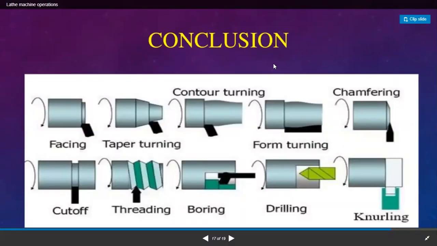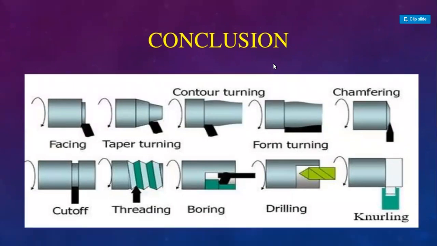This is the conclusion of the lecture. In this picture we can see we can do a number of operations through a lathe. That means facing, taper turning, forming, form turning, chamfering, cut off, threading, boring, drilling, and knurling. These are the main operations that we can do through a lathe.